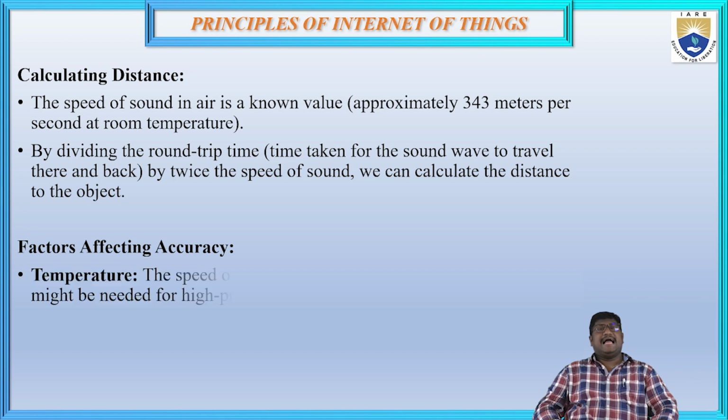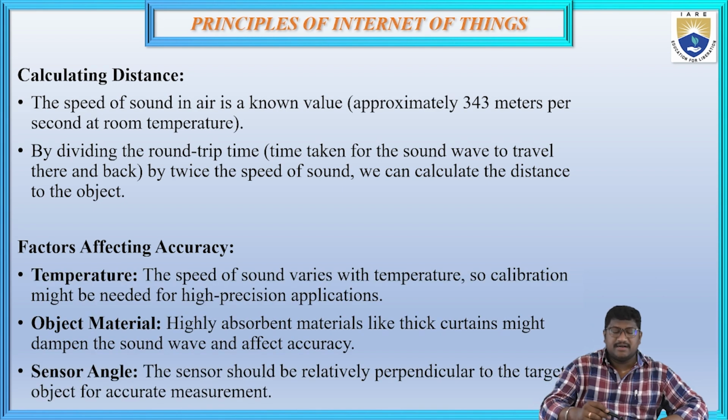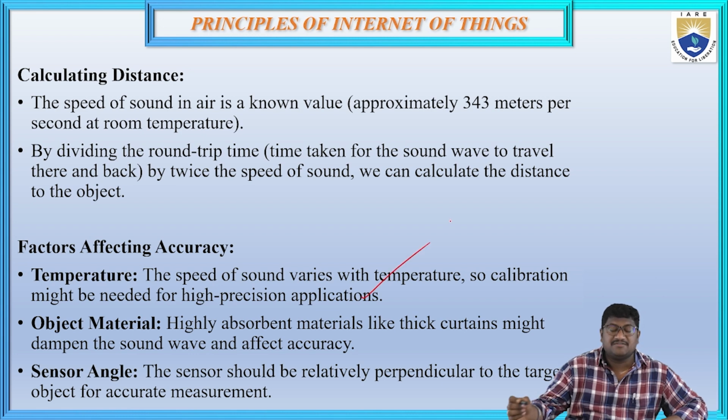The factors which affect the accuracy are temperature, object material, and sensor angle. The first one is temperature. Here, the speed of sound varies with temperature. Calibration might be very important when we are calculating for precision applications.